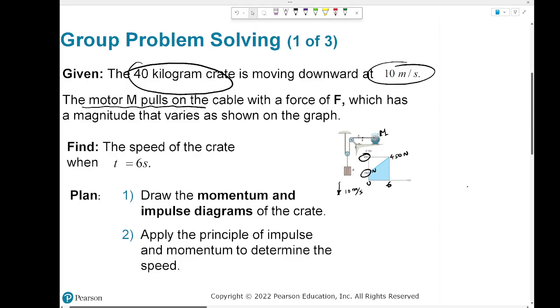The crate weight is given as well, not directly. The mass is given, 40 kilograms. You just have to find the weight by multiplying by g. So, to find the speed at 6 seconds.